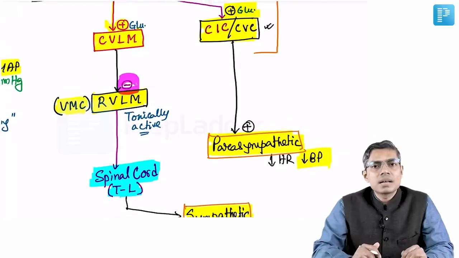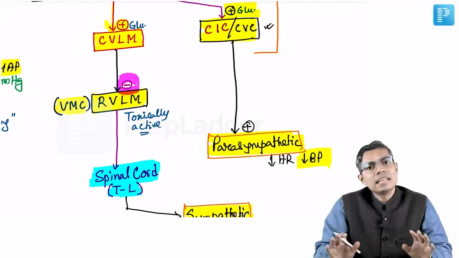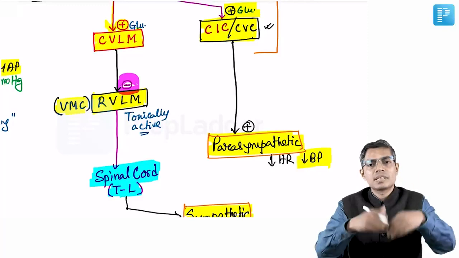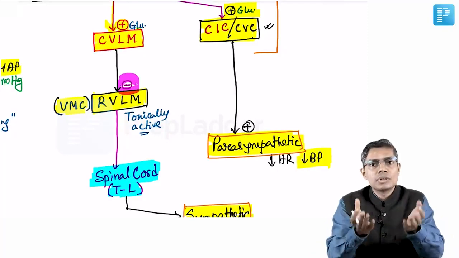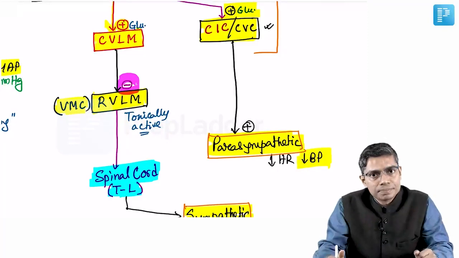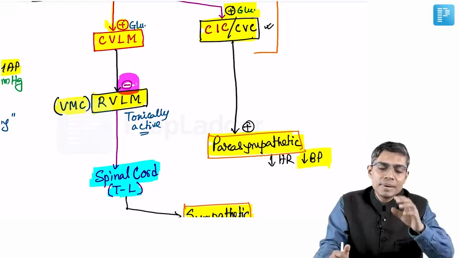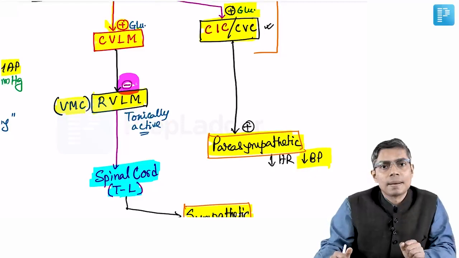So who is inhibiting this RVLM? CVLM. They inhibit the RVLM. But if you cut out all the inhibition, the center has a power so that it will be activated automatically, right? That is known as tonically active. Tonically active means the center is always active. The center is active even when you are sleeping.